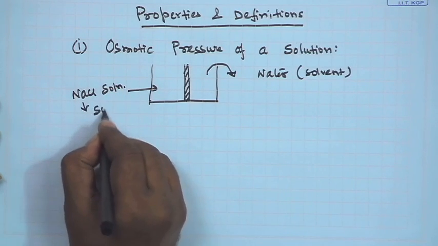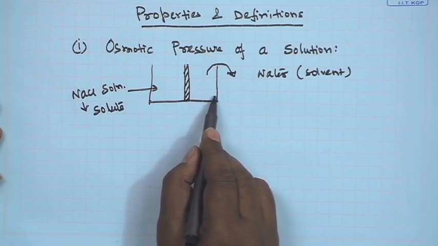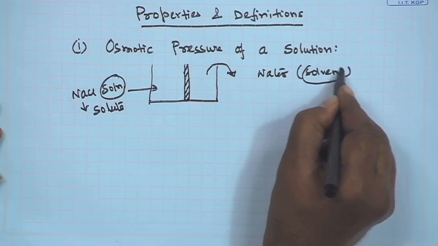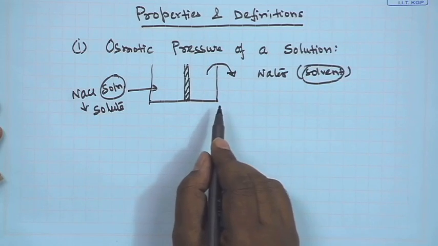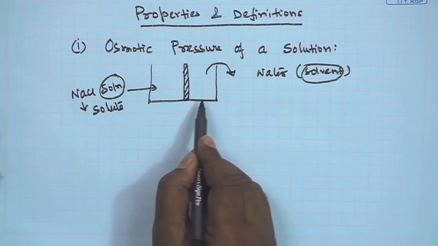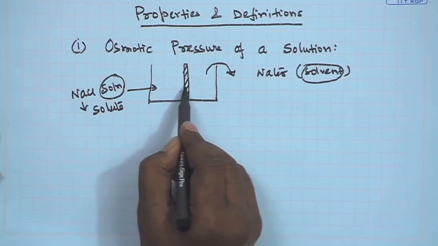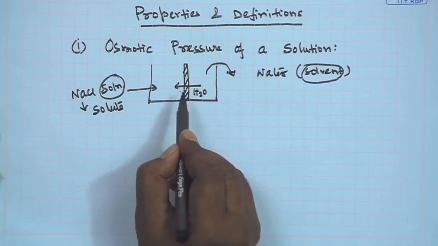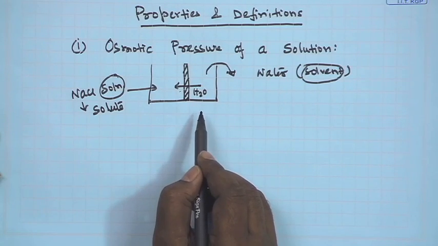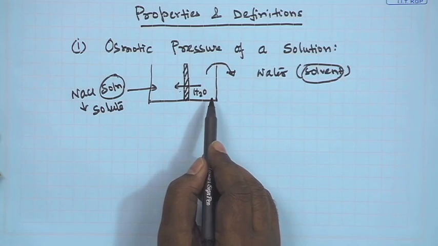So, NaCl is a solute. Now, this membrane allows water to permeate through from the solvent side to the solution side. This is the solution side and this is the solvent side. As time progresses, since the activity of water is less on the solution side and the membrane allows only water to permeate, water is transported from the solvent to the solution side. This will keep going until an equilibrium is reached, and typically that will take around 24 to 36 hours. So, at the equilibrium what happens?